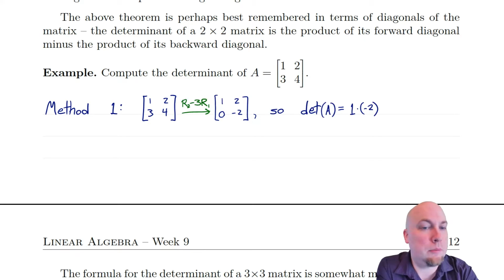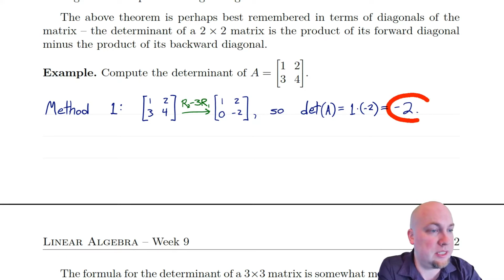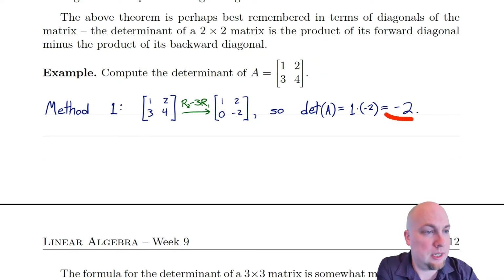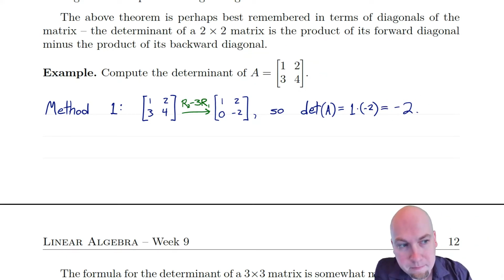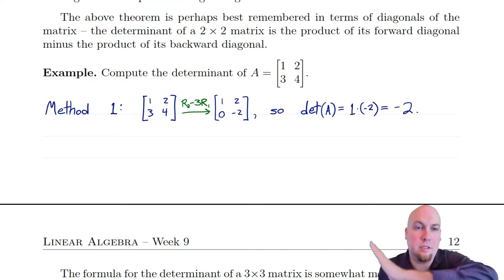And the addition row operation did not change the determinant. So 1 times -2 is also the determinant of the original matrix. All right, so the determinant is -2 at the end of the day. So that's method one. That's what we learned in the previous video.